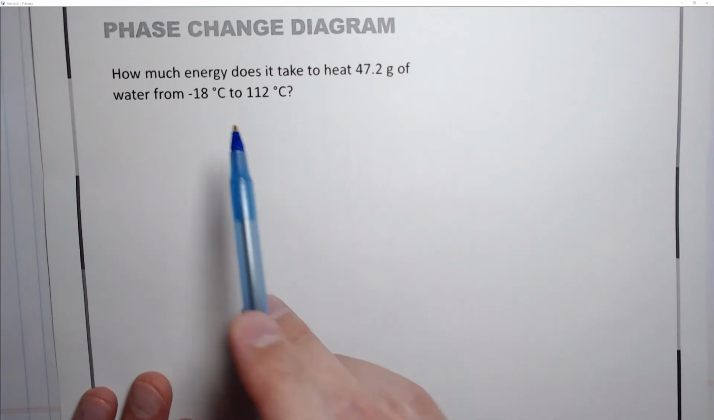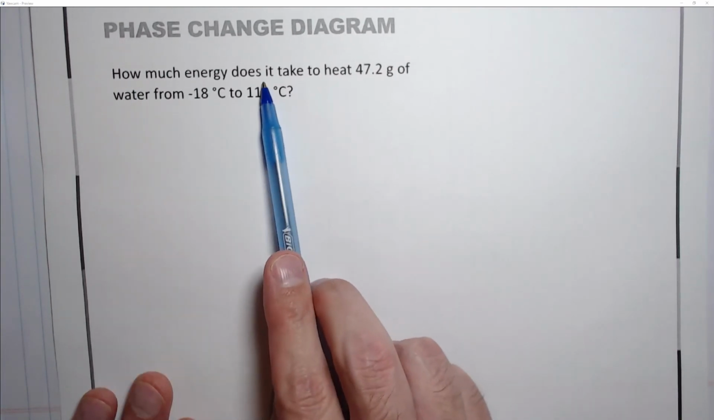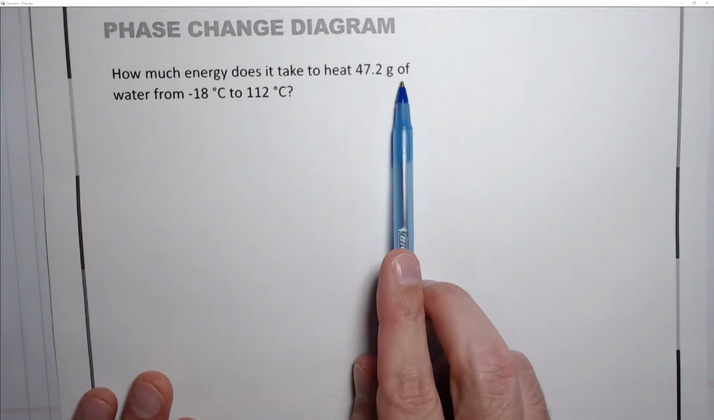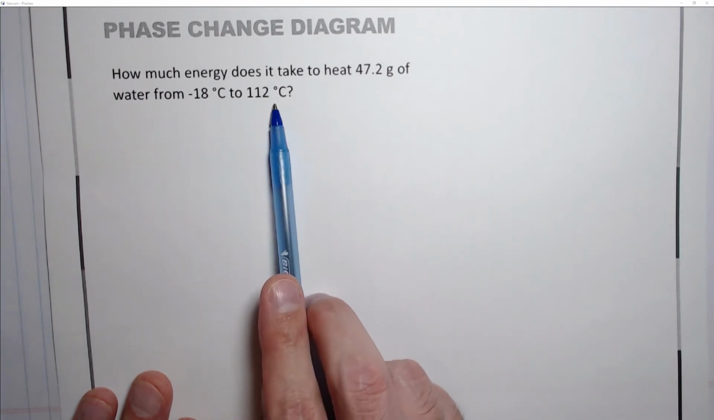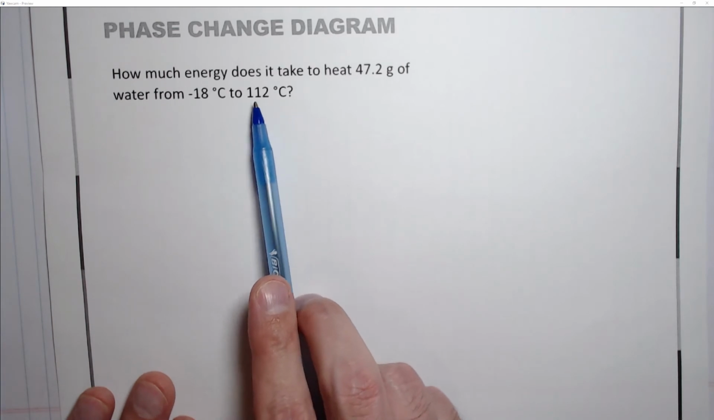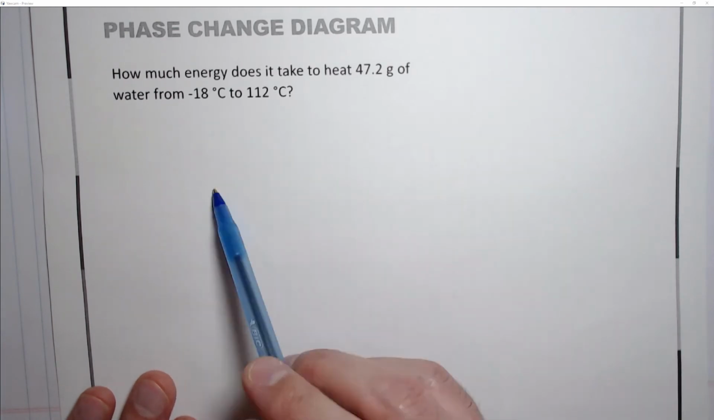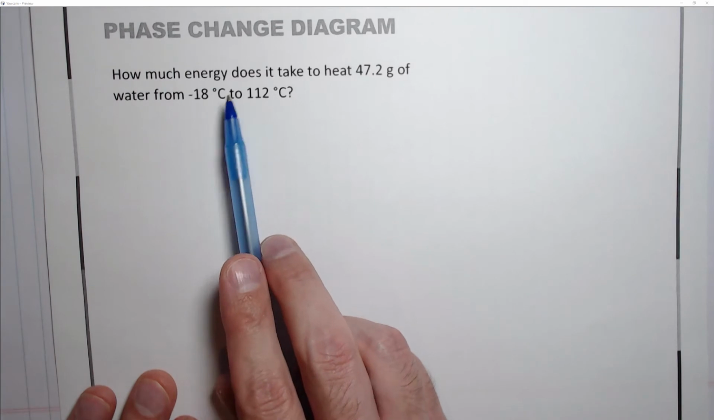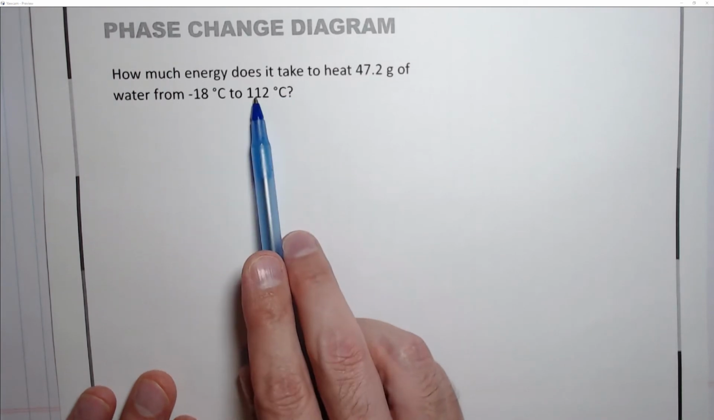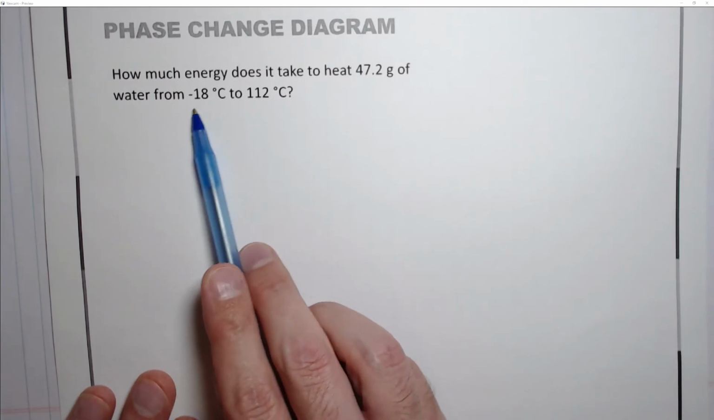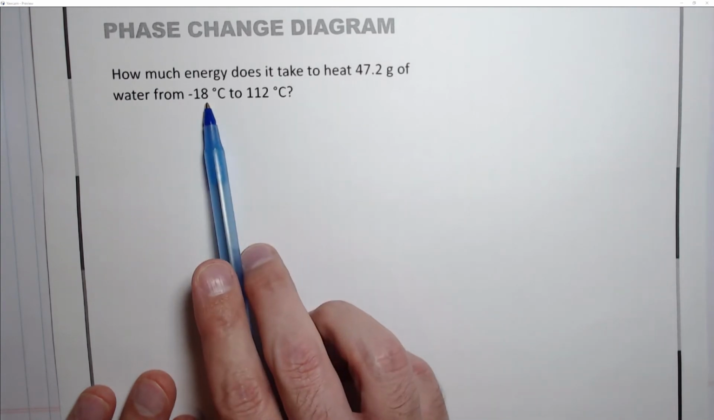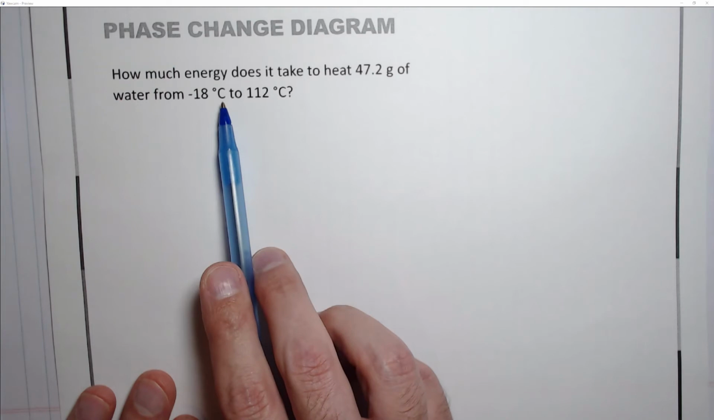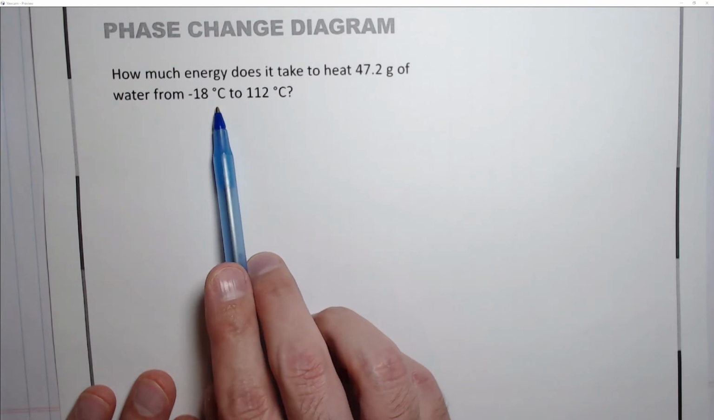So here it says, how much energy does it take to heat 47.2 grams of water from minus 18 degrees C to 112 degrees C? And because this is water and because we're familiar with water, we know that we go through 2 phase changes when we do this. Specifically, at minus 18 degrees C, ice is what is present. We heat that to 0, then it's going to melt, so we need to consider the enthalpy of fusion. And then it'll be a liquid.